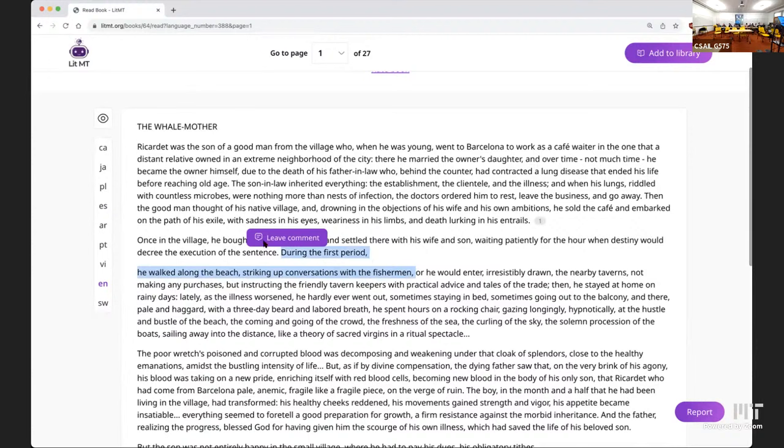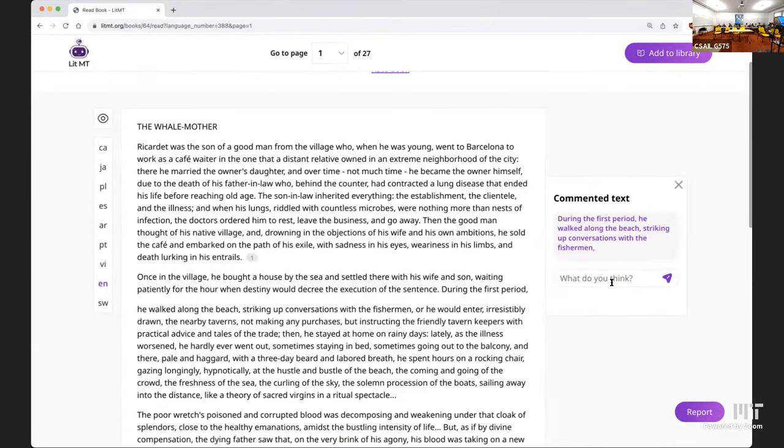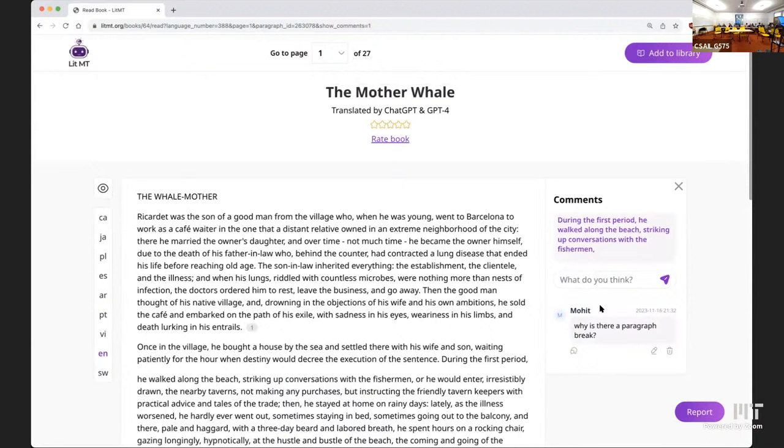So it would be good if I can have someone who's reading this book also just comment or say something like, why is there a paragraph break? And we're going to store this comment. We can later use it for evaluation in this direction or further improving the models. But again, this is an instance of an annotator here, the reader, who's only familiar with the target language. So we're not going to capture all possible errors this way.